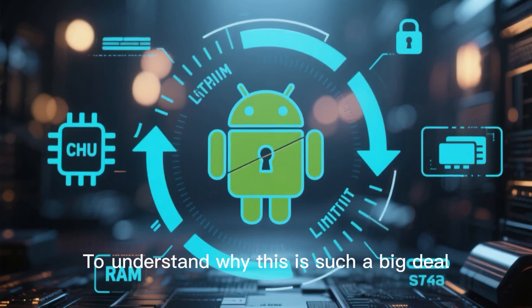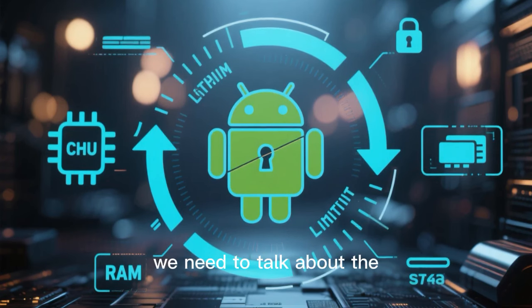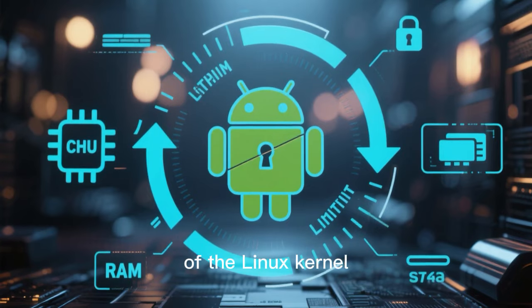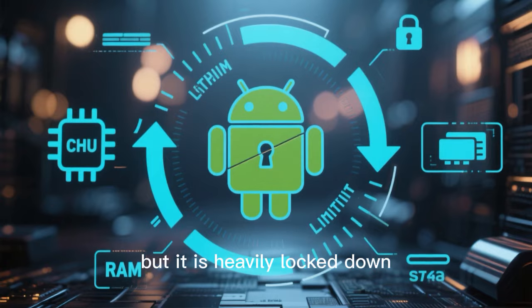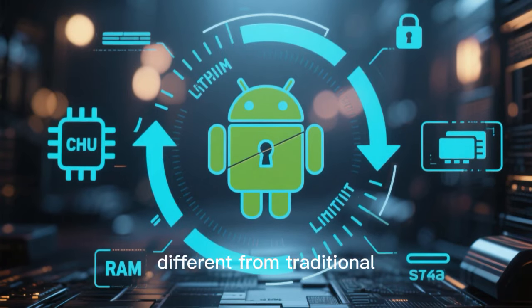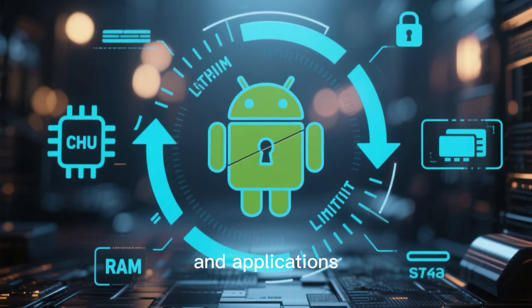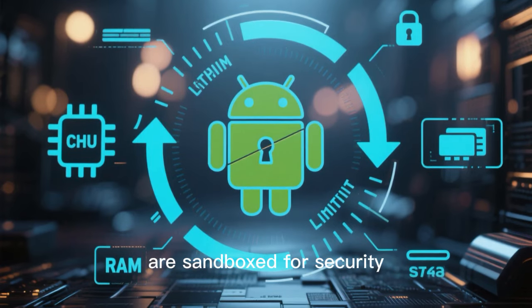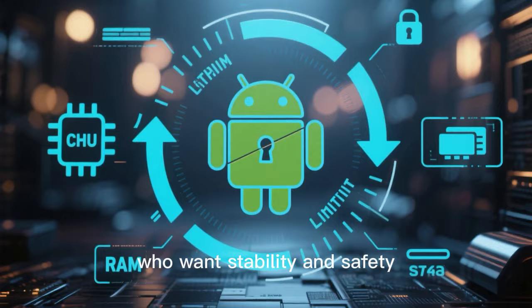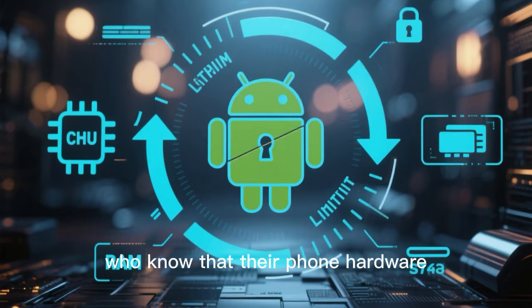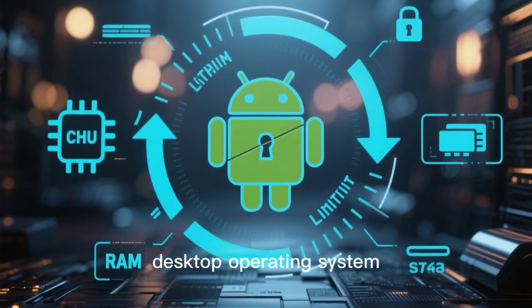To understand why this is such a big deal, we need to talk about the limitations of Android itself. Android is built on top of the Linux kernel, but it is heavily locked down. The userland is completely different from traditional Linux distributions. File system access is restricted, and applications are sandboxed for security. This is great for everyday users who want stability and safety, but it has always frustrated power users who know that their phone hardware is more than capable of running a full desktop operating system.